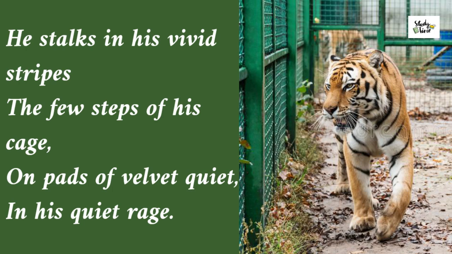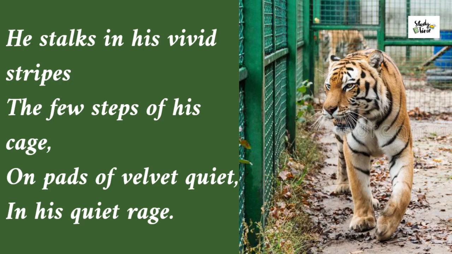He stalks in his vivid stripes the few steps of his cage on pads of velvet quiet in his quiet rage. Here he is used for tiger and tiger is personified. Which figure of speech is used? Personification. So he stalks. Stalks means follow or the movement of the tiger.